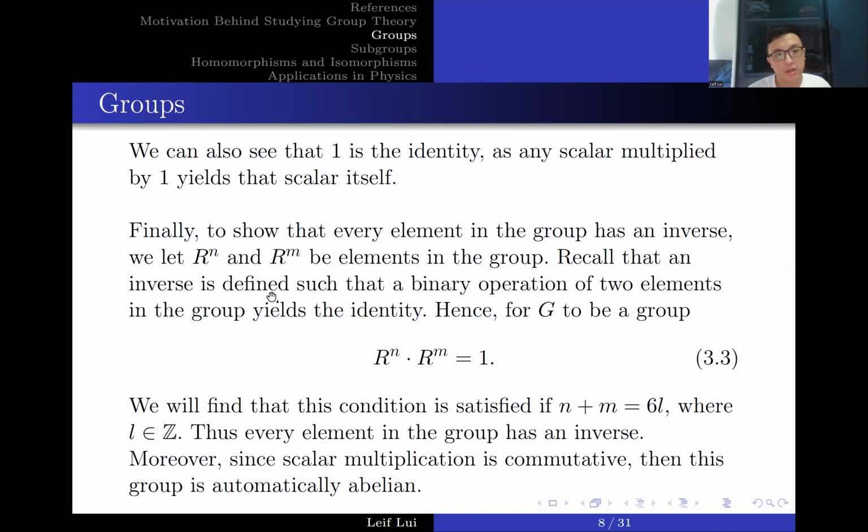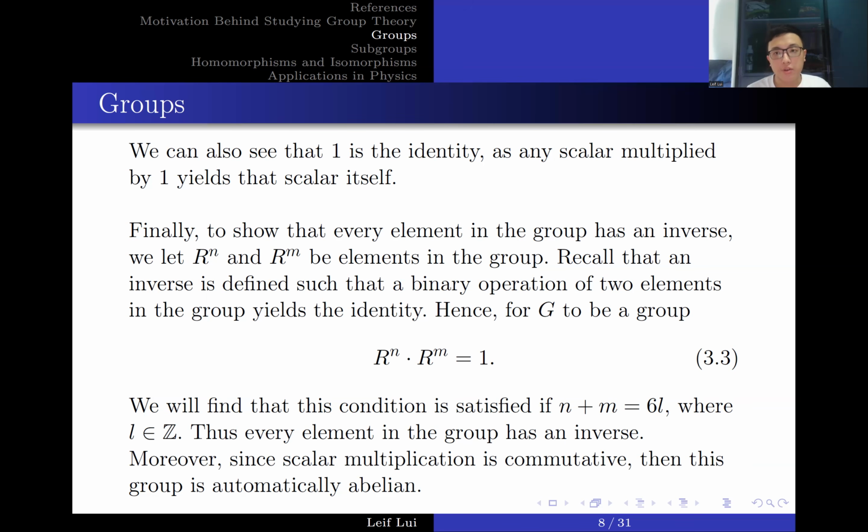So 1 is the identity. To show that every element in the group has an inverse, we let r to the n and r to the m be elements in the group, and recall that an inverse is defined such that a binary operation of 2 elements in the group yields the identity.